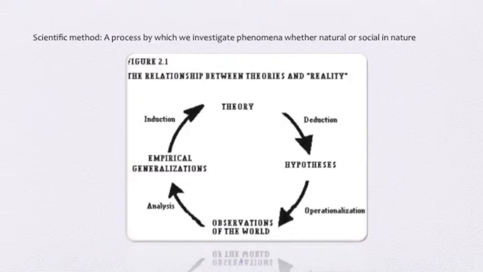A scientific method is a process by which we investigate phenomena, whether natural or social in nature. The image below is a graphical version of a scientific method for you. So we start with a theory of why the phenomenon is occurring or acting in such a way. For hypothesis, theory helps us create predictions about what we expect will happen within our sample.